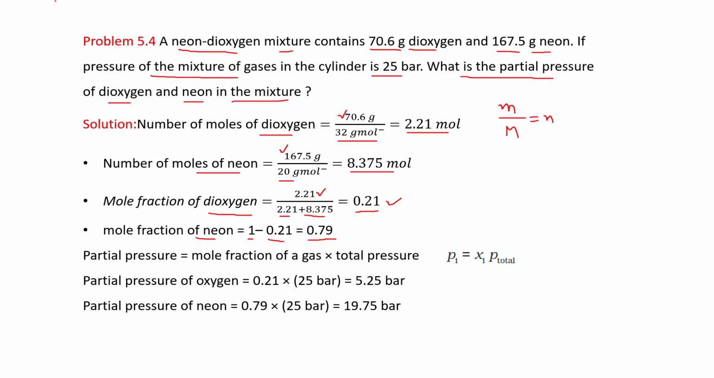Is it clear? Now we can find out partial pressure, which is equal to mole fraction of a gas multiplied by total pressure. This is the formula. Now partial pressure of oxygen is mole fraction of oxygen 0.21 multiplied by total pressure, given in the question as 25 bar. If you solve it, we will get 5.25 bar. In the same way, partial pressure of neon is equal to 0.79 into 25, and we will get 19.75 bar.